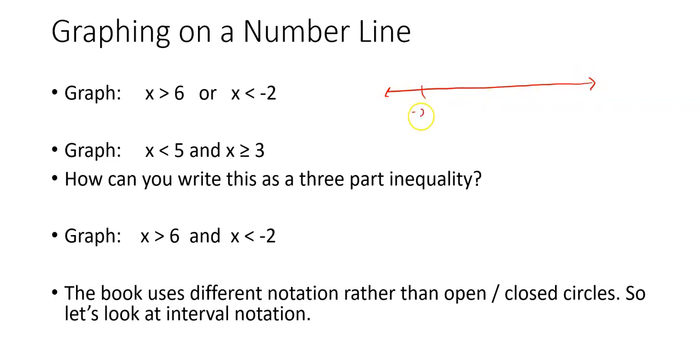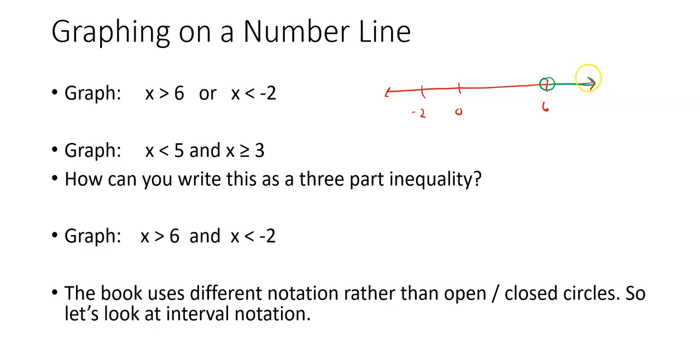I'll put negative 2 over here. I'll put 0 over here. And 6 over there. Now, the first one is an OR. So we have to satisfy one or the other, but it doesn't have to satisfy both. So x is greater than 6. We put an open circle on 6 and shade to the right.